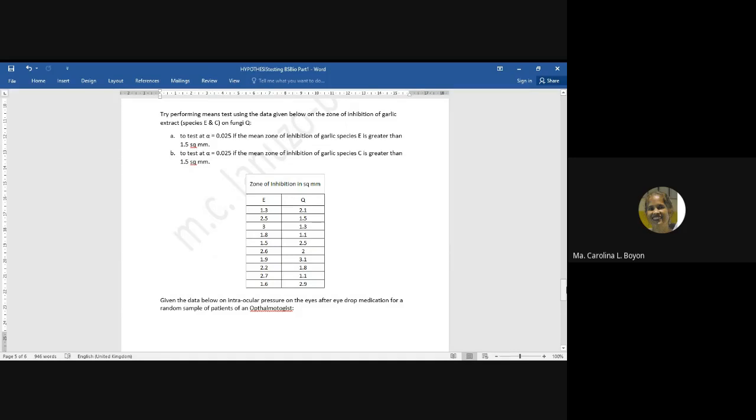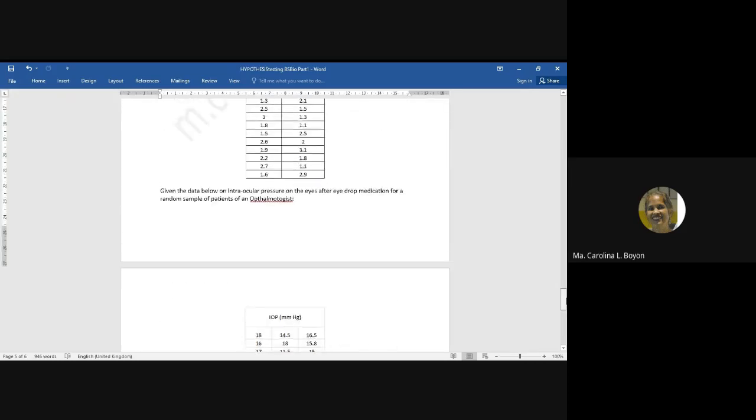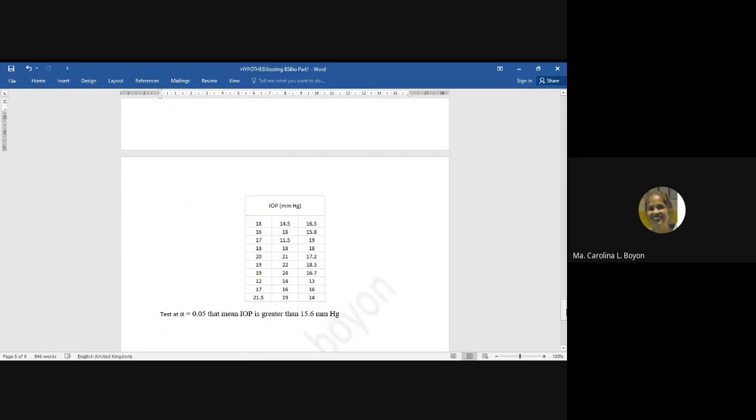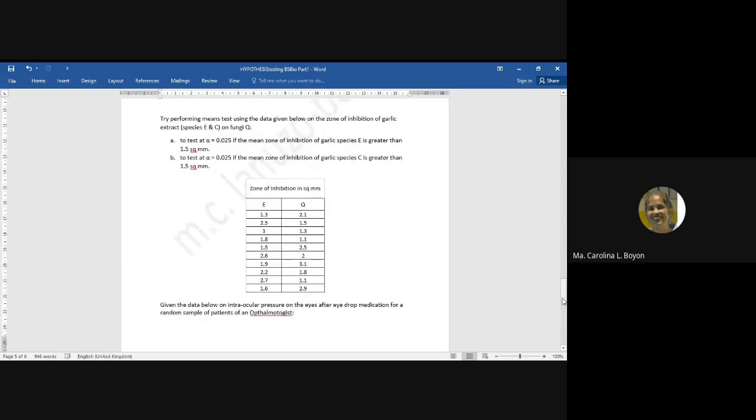Okay? So kindly now try to perform the test on A, which is species E, and then letter B on species Q, and then the third exercise will be for this. Kindly work on that now. Okay, you have your notes and you can look at the values for easier computational tasks. Okay, so are there questions?